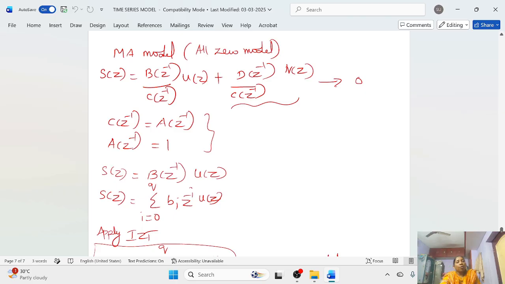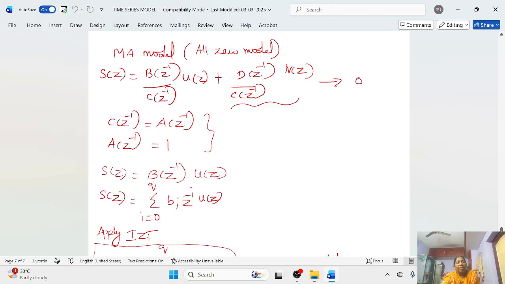The next case is the MA model. We call it the all zero model. Again, you take the observation equation. It contains the signal plus the noise transfer function. In that, the second term is completely zero, since external noise is zero, so take the first term alone. In the first term, we assume that the denominator term C of Z inverse is equivalent to A of Z inverse. Then again, the A of Z inverse is equivalent to 1.